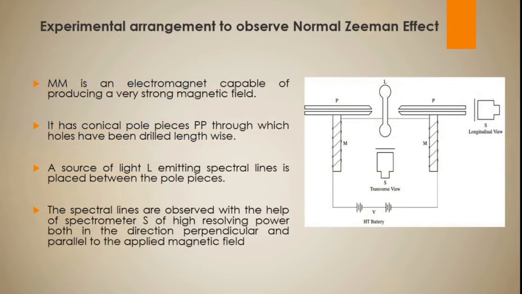We can see the experimental arrangement to observe normal Zeeman effect here. In this figure, MM is an electromagnet capable of producing a very strong magnetic field. It has conical pole pieces, PP, through which holes have been drilled lengthwise. A source of light L emitting spectral lines is placed between the pole pieces. The spectral lines are observed with the help of spectrometer S of high resolving power, both in the direction perpendicular and parallel to the applied magnetic field.